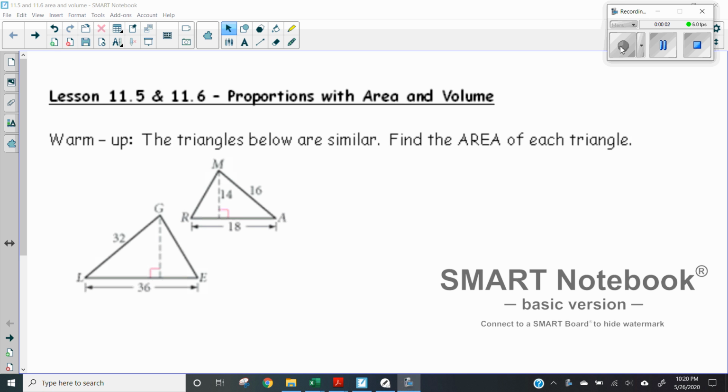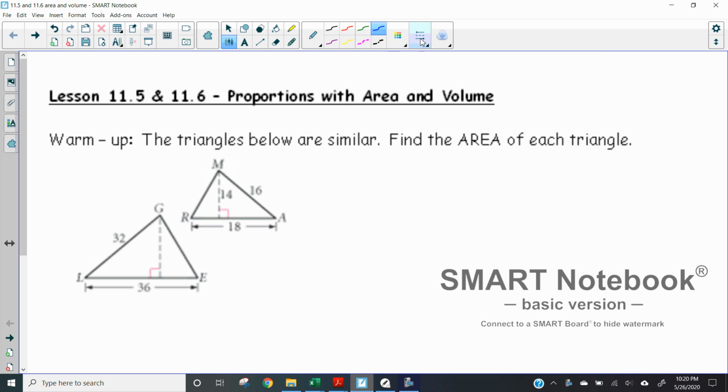Okay, we're going to combine two lessons into one. We'll just do the lesson today, and then tomorrow will be practice problems for all of these. Okay, so 11.5 and 11.6 are both actually similar. We're looking at similar figures, but we're going to compare area and volume and see how they are related. So let's actually start with a little warm-up here.